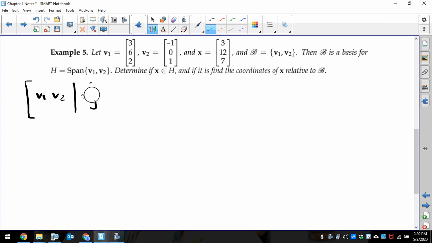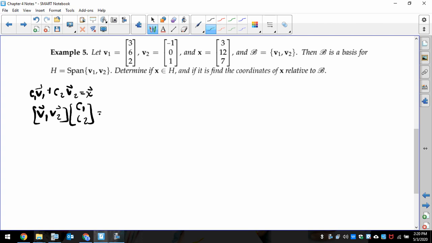So what are we doing here when we do that? When we augment like that, we're really taking c1 v1 plus c2 v2, and then we're setting it equal to x. And then we're really just doing v1, v2 as columns of a matrix times the c1, c2 scalars. These are vectors. And then this gives me x. Then we're just augmenting v1, v2 with x and row reducing to find these coefficients, c1 and c2.